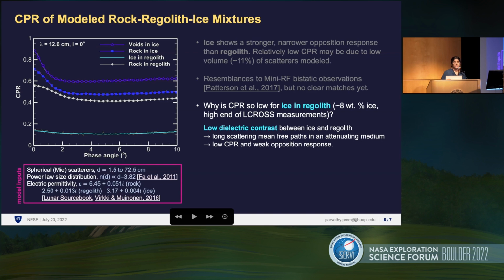There's a paper by Wenzhe Fa, and I think the way he puts it is that low CPR might not be due to the presence of ice as much as it is due to the absence of rocky scatterers. So yeah.